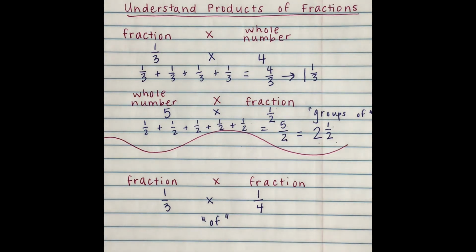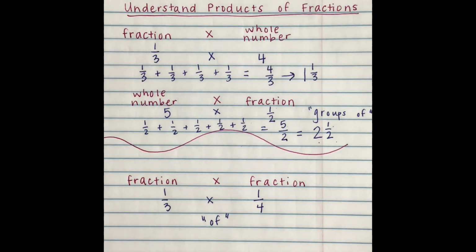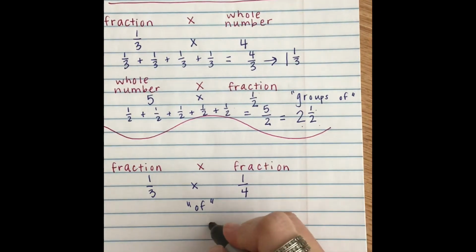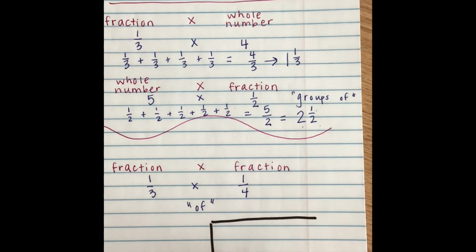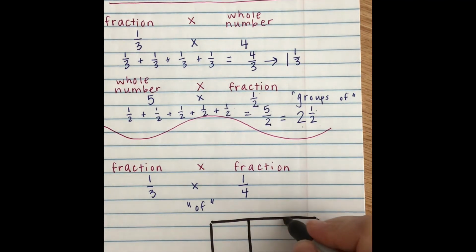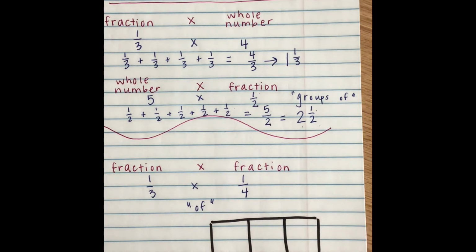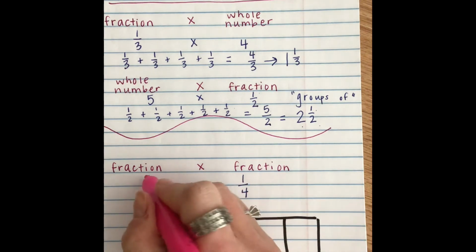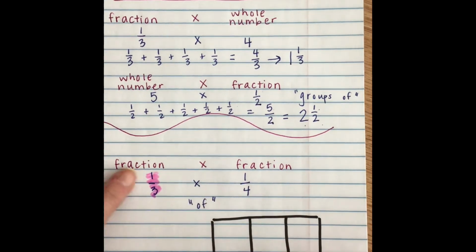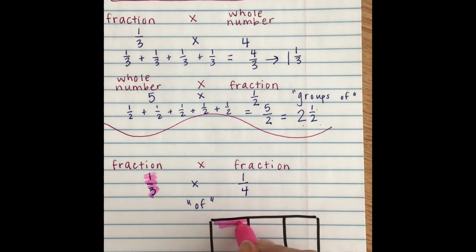So I'm going to write this out using a model so that we can visualize what that's going to look like. So I'm going to draw my thirds. So I have 1/3 here, 1/3 here, and 1/3 here. And it's telling me that 1/3 is represented, 1 out of 3. So I'm going to go ahead and shade that in right here.